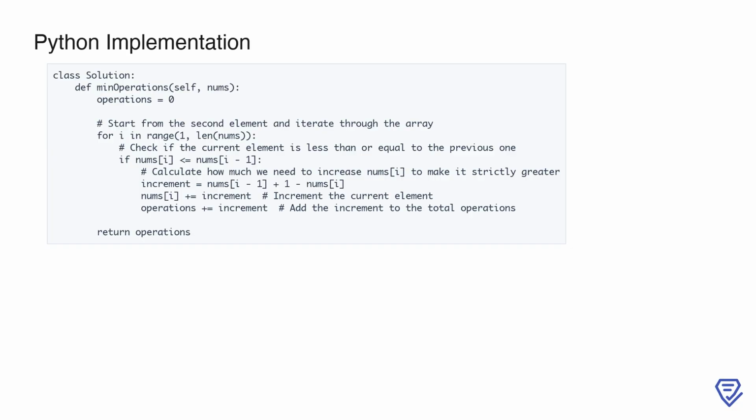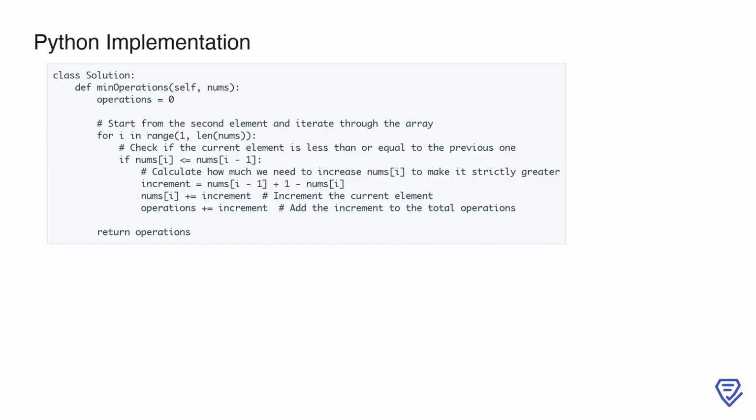2. Iterating through the array. We loop through the array starting from the second element, index 1, because we compare each element with its previous one. 3. Checking the strictly increasing condition. For each element at index i, we check whether it is less than or equal to the previous element, nums[i-1]. If it is, the array is not strictly increasing at this point.